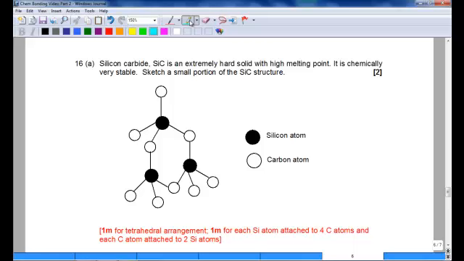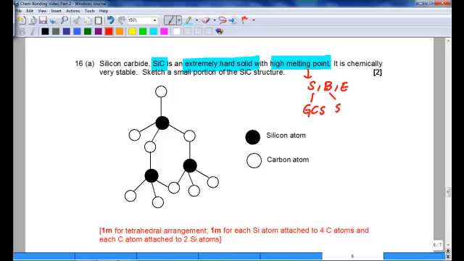Okay, so for question 16a, it is about silicon carbide, which is an extremely hard solid with a high melting point. Although not required in this question, if you think of structure and bonding, the structure is a giant covalent structure. Bonds will be strong covalent bonds between Si and carbon atoms.